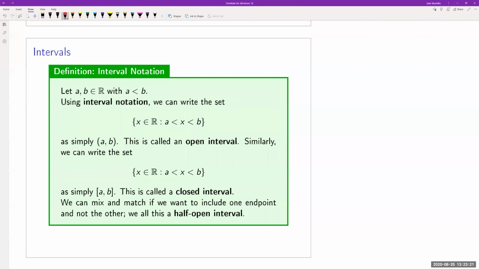The question of whether or not to include 1 and 10 is a good one because sometimes we do and sometimes we don't. So we're going to have several different types of intervals. This first one here, I'm just not including the endpoint. So everything between 1 and 10, but not including 1 and not including 10. That's going to be called an open interval, and we're going to mark that with these open parentheses. Here is the set builder notation for this.